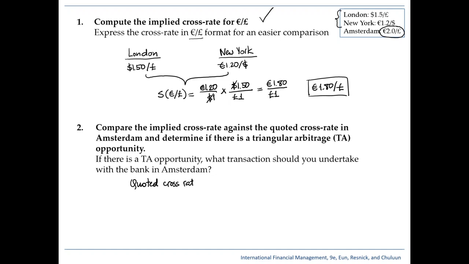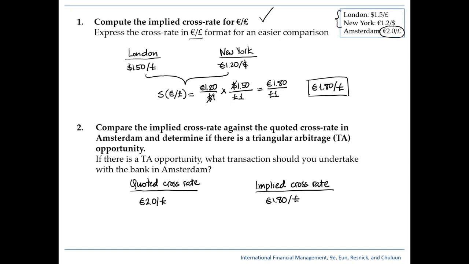It is given to us, and it is 2 euros per pound. We just computed our implied cross rate, and we got 1.8 euros per pound. So please remember that implied cross rate of 1.8 euros per pound actually is not available for you to engage in a transaction directly, but you can get this rate indirectly by engaging a couple of transactions.